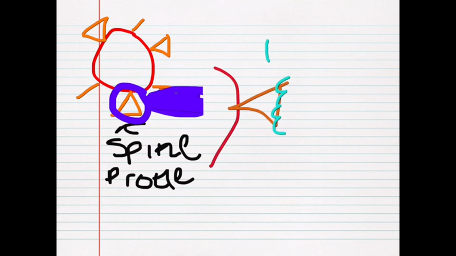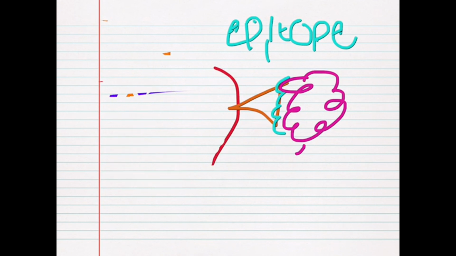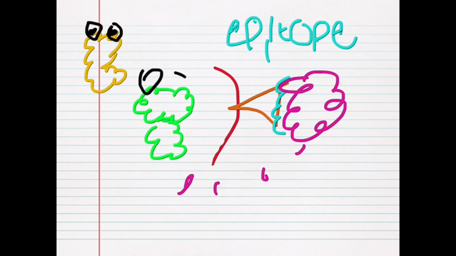Epitopes are small peptides that are part of the whole antigen. In the case of COVID-19, it is part of the spike protein. It is an antigenic determinant. That means it is capable of stimulating an immune response by binding to specific antigen receptors on the surface of a T cell or a B cell.